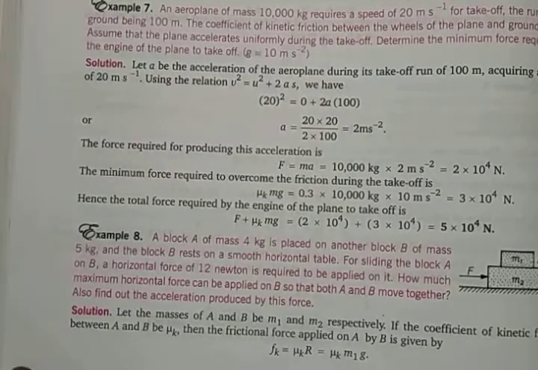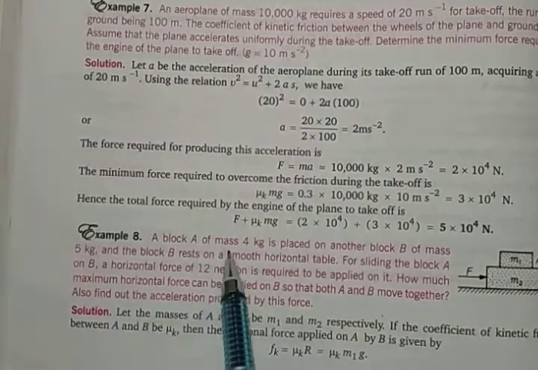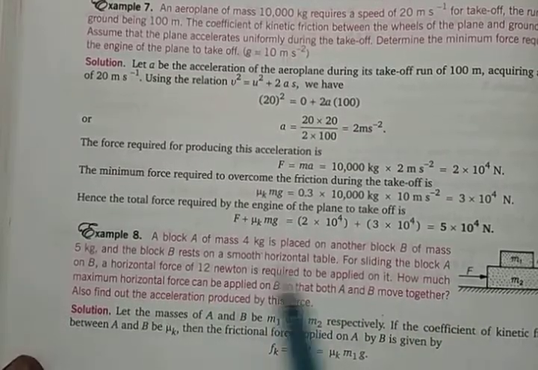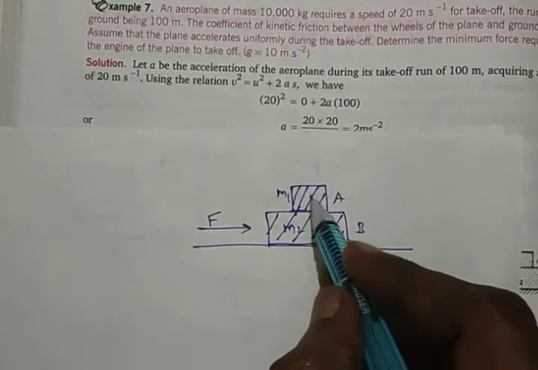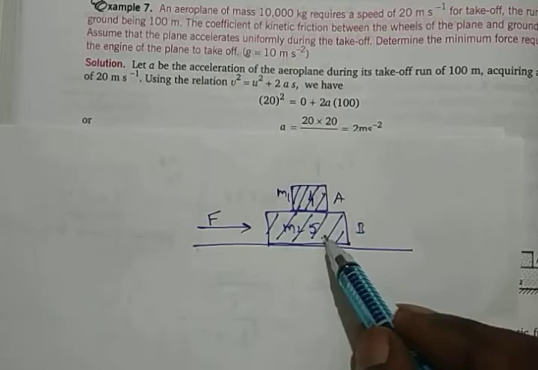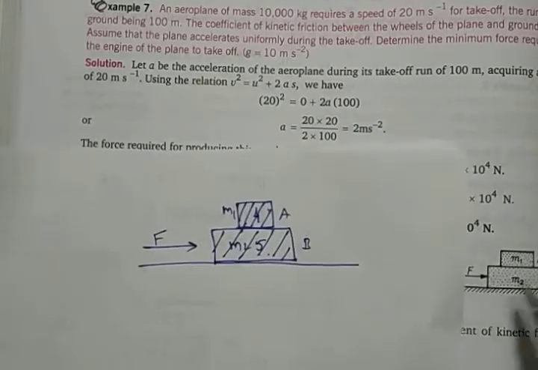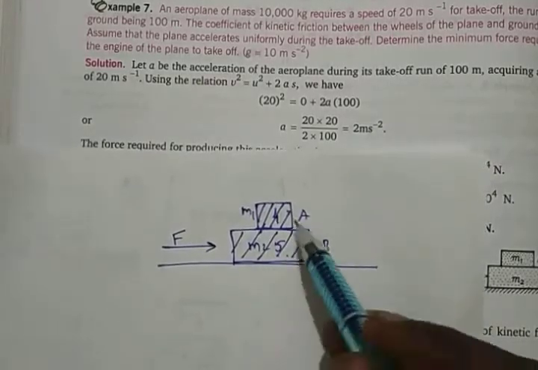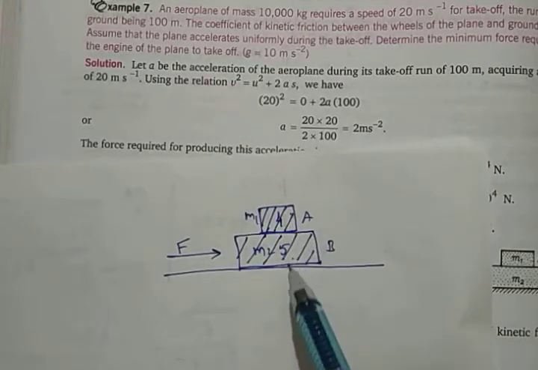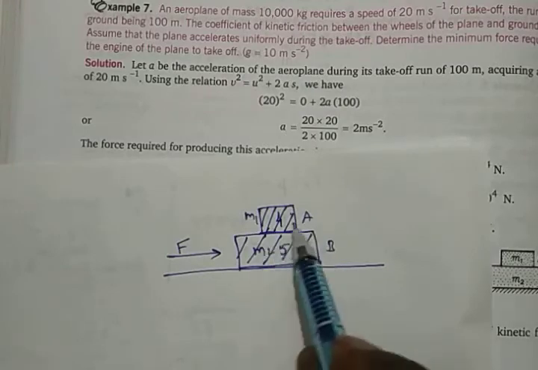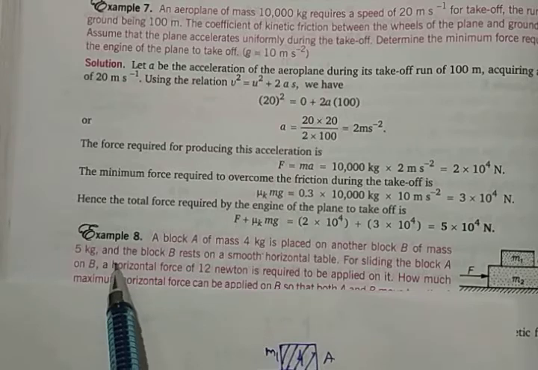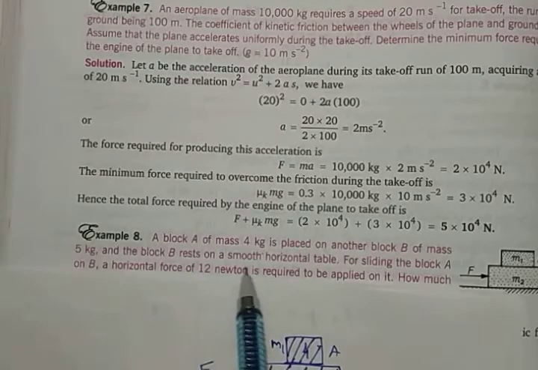Let us read the next question. Question number 8. A block A of mass 4 kg is placed on another block B of mass 5 kg. So this is 4 kg and this is 5 kg. Block A is placed on the 5 kg block, right? It looks quite small and big, ratio wise it doesn't look good, but it's okay. You can imagine it could be a heavy metal and a wooden piece or something. Fine, okay. And the block B rests on the smooth horizontal plane.